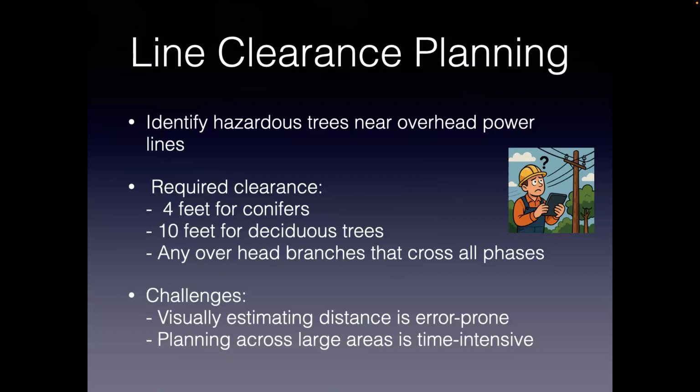Some of the challenges with line clearance planning are that visually estimating distance is incredibly subjective and very error prone. Planning across large areas can be incredibly time intensive, and in more rural parts of the state it can be really hard to get to some of these spans. You may have to cross creeks. That ends up with someone just looking down the span with binoculars and trying to line that up with their interface on their iPad and mark what trees need to be trimmed.